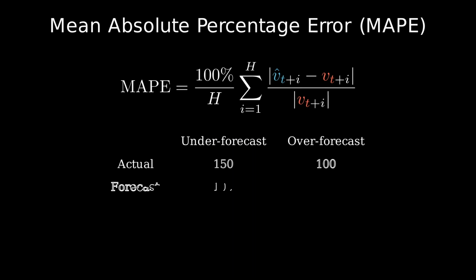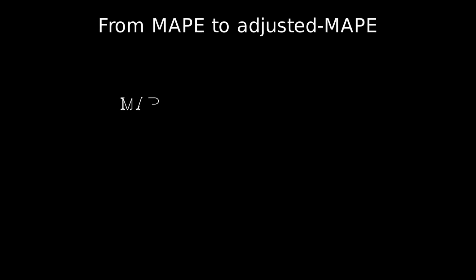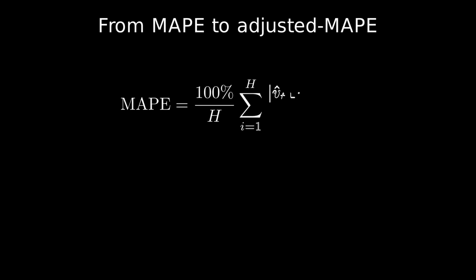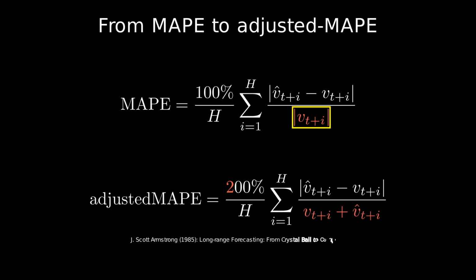For example, in this table, you can see that when we interchange the actual and forecasted values, the over-forecasted case, that is, the case with positive error, has higher MAPE than its under-forecasted counterpart. To tackle this problem of MAPE, an error metric originally called adjusted-MAPE was introduced with a definition similar to MAPE, except that in the denominator, instead of the actual value alone, it uses the mean of actual and forecasted values.